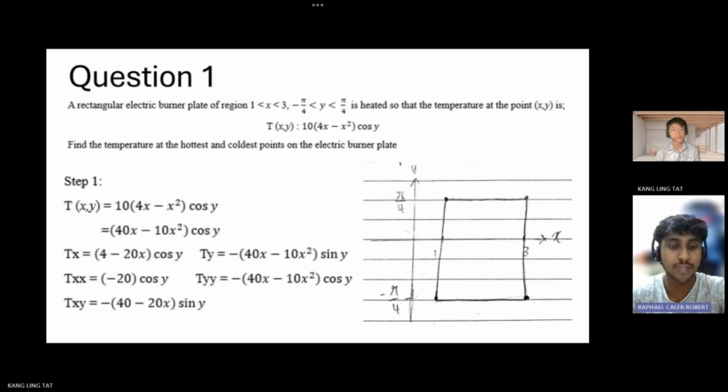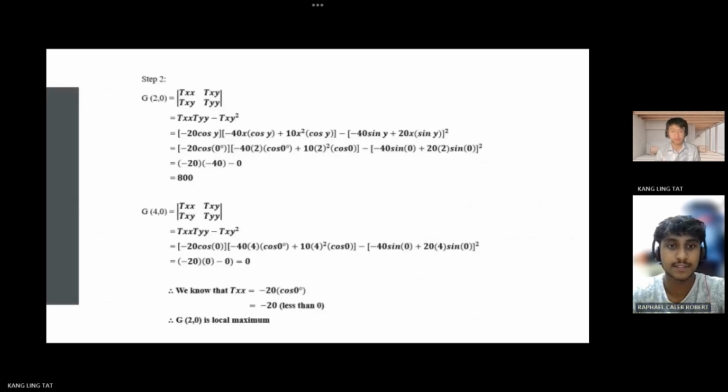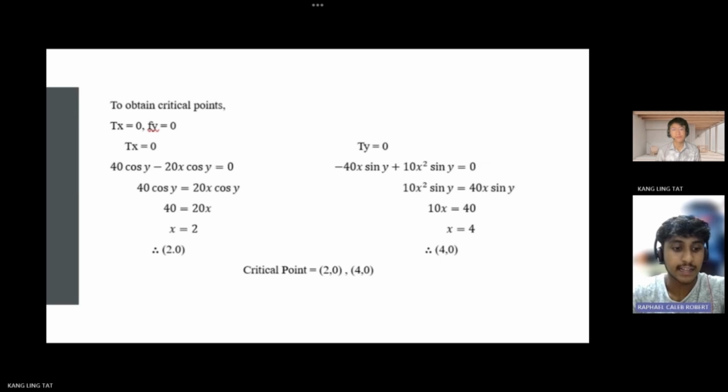And lastly, we should take the first derivative of x and differentiate it again with respect to y. Next, we should obtain the critical points of the graph. We can do this by taking the first derivative of x and y and making it equal to 0.